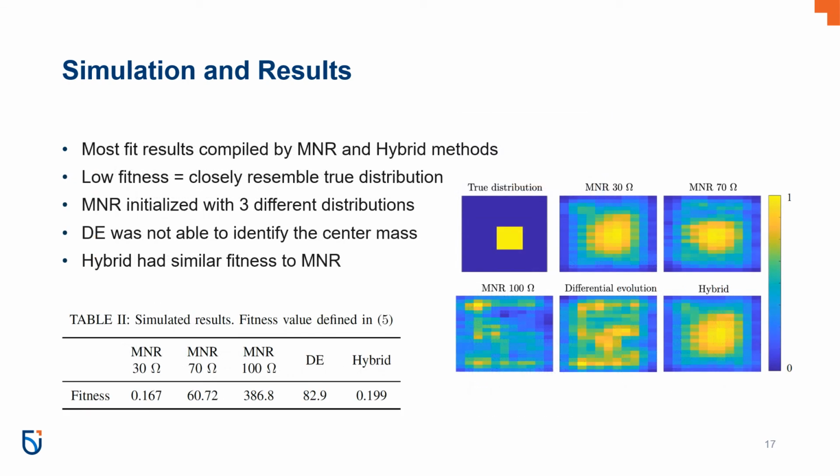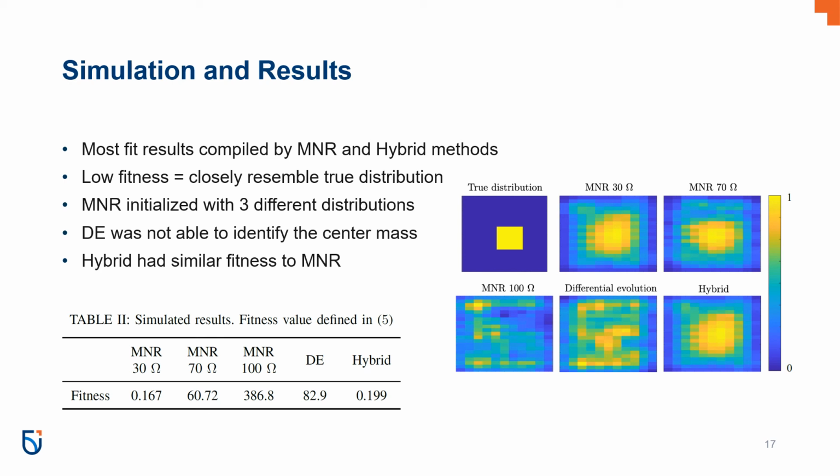As can be seen from the images on the right hand side, the most fit results are produced by the modified Newton-Raphson algorithm and the hybrid method. Each simulation yielded different fitness values. A low fitness value means that the calculated resistance distribution closely matches that of the true distribution. The modified Newton-Raphson was initialized with 3 different distributions: 30 ohms, 70 ohms, and 100 ohms.